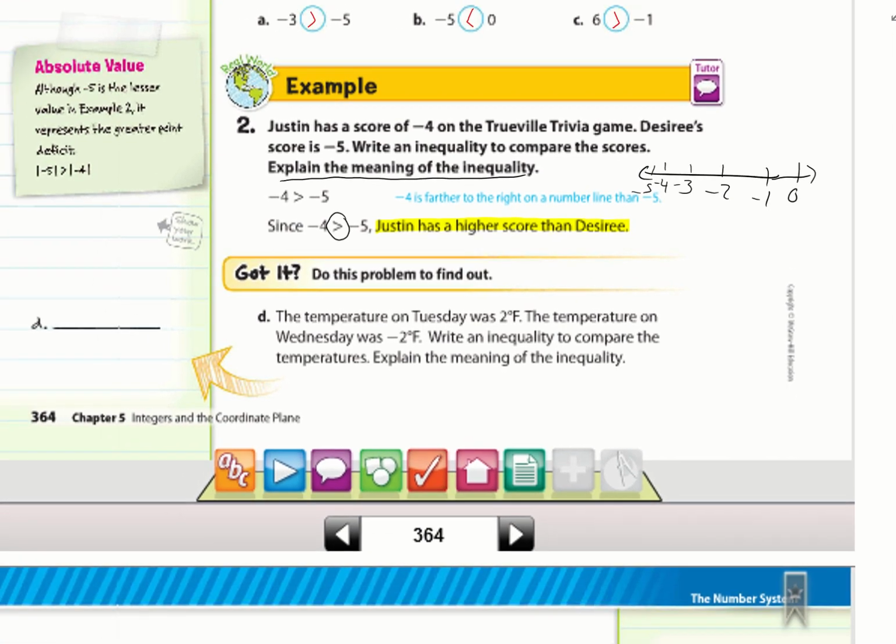So go ahead and try D. Pause the video. So Tuesday's temperature was 2 degrees and Wednesday's was -2. Positive numbers are always greater than negative numbers. So explain the meaning of the inequality. We can just say Tuesday, I'm using the same language as example 2, has a higher temperature than Wednesday.